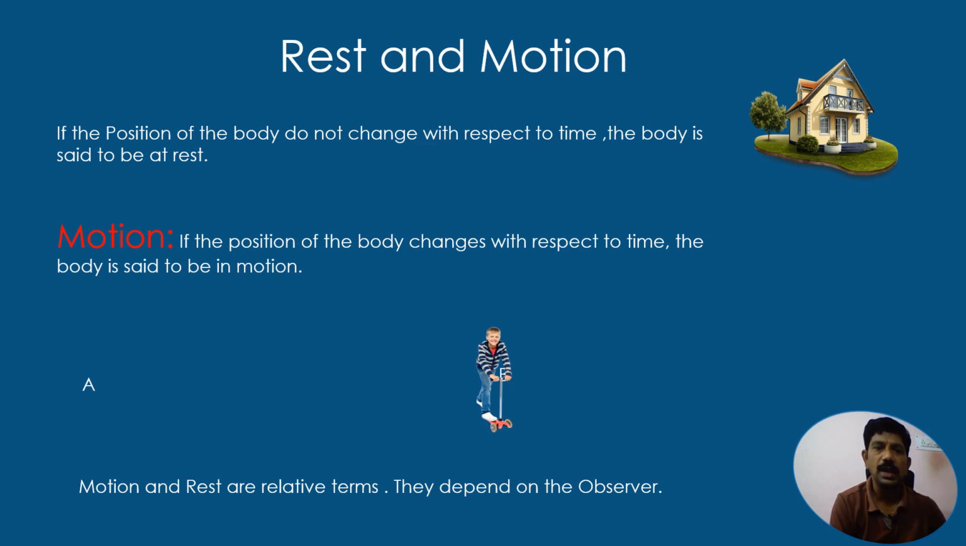Motion and rest are relative terms. They depend on the observer. For example, the house is at rest. Actually, is it at rest? Are the students who are sitting in the classroom at rest? No, they are also moving. When the astronaut observes from outer space, he feels everything is moving, because the earth is revolving. Are you clear about that one?